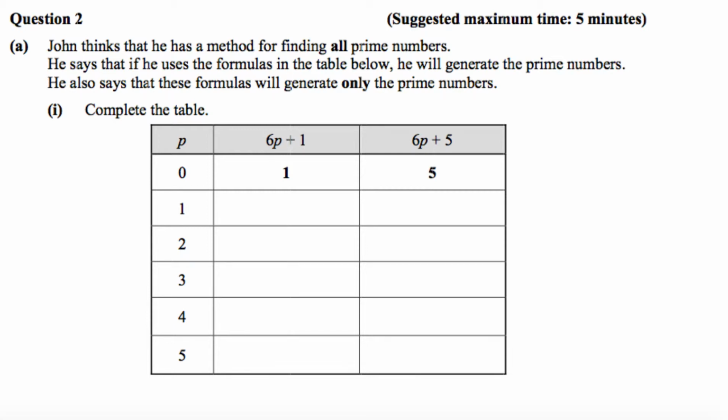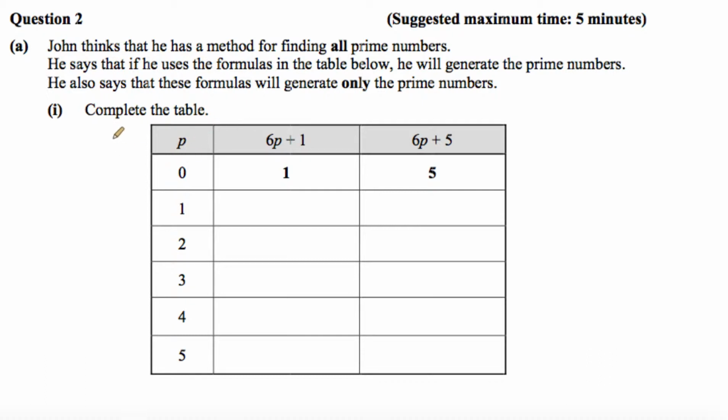So this is the 2014 Junior Cert Higher Level Paper 1. We're looking at question number 2. John thinks that he has a method for finding all prime numbers. He says that if he uses the formulas in the table below, he will generate the prime numbers. He also says that these formulas will generate only the prime numbers.